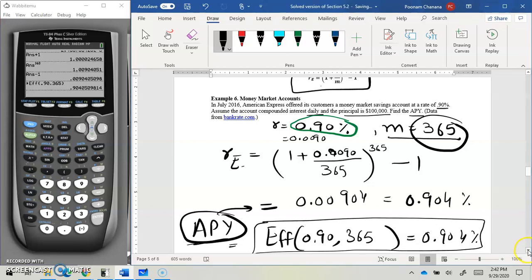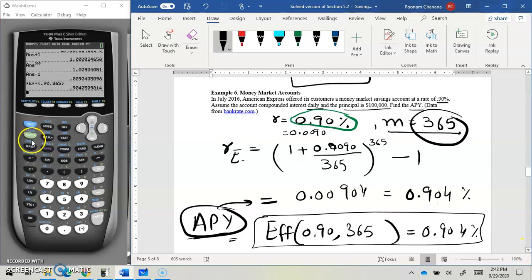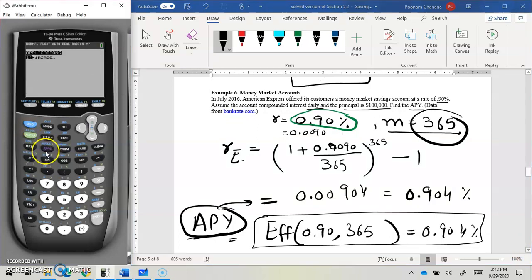So remember, what is the formula in the calculator? Let me show you the sequence. Apps, go to Finance, go down in the list at C, select that. The first argument is the given rate in percentage format only. You do not have to convert that to decimal. Comma is here above 7, and then we have the number of compoundings per year, and you can enter it.